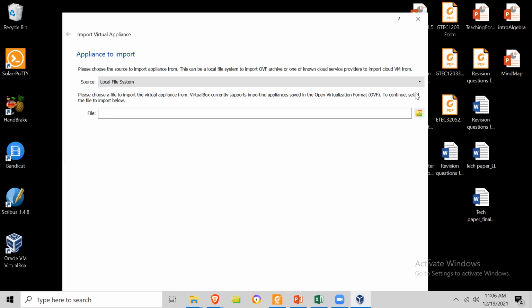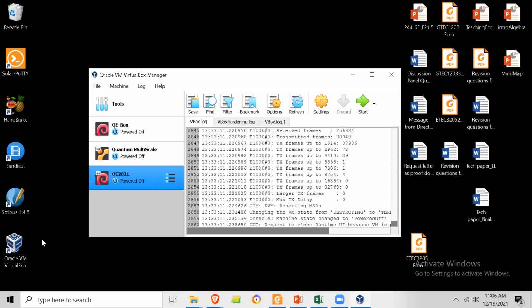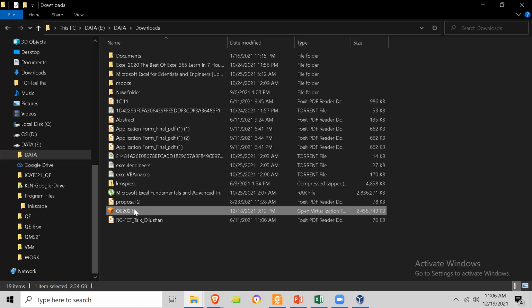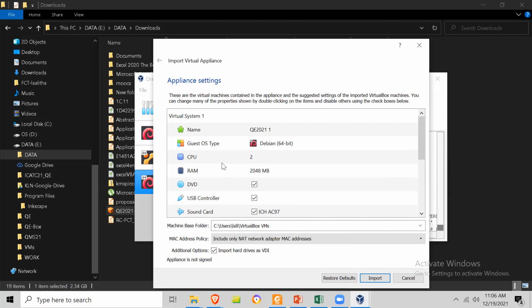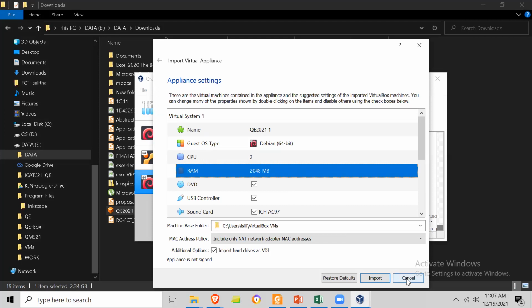Or what you can do, which is easier than that, is go to the place where you downloaded this file and double click it. If you double click that, once VirtualBox is installed, it will try to import that. And you can set the machine base folder, you can select a drive which has about 10 gigs of space. And you can also select the number of CPUs in your computer, and the amount of RAM you want to dedicate to this machine. And then you click import and it takes some time.